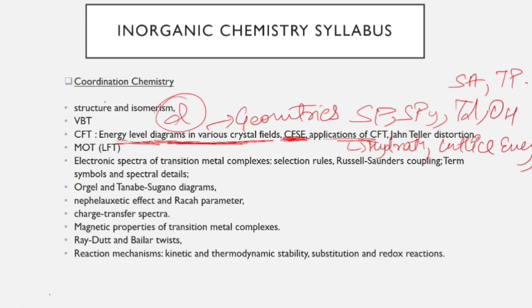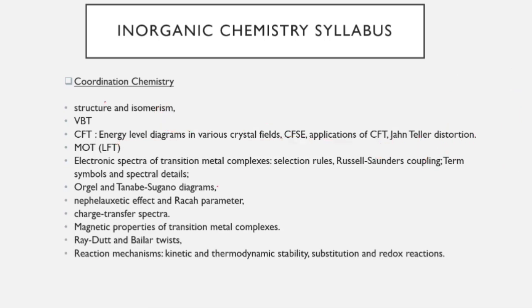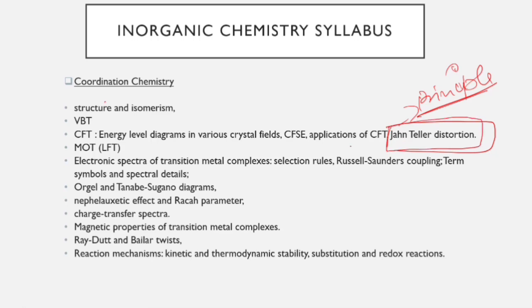Last is the Jahn-Teller distortion, on which GATE generally asks many questions because it is a very important and basic thing. For Jahn-Teller distortion, you should know the principle and the splitting of orbitals during the distortion. There are how many types of Jahn-Teller distortions? Compression and elongation. So these are the basic things. The questions asked are like which is Jahn-Teller active, which will give distortion, and which will not.